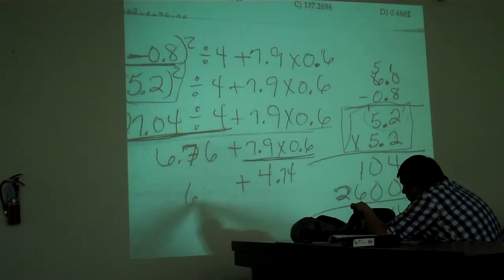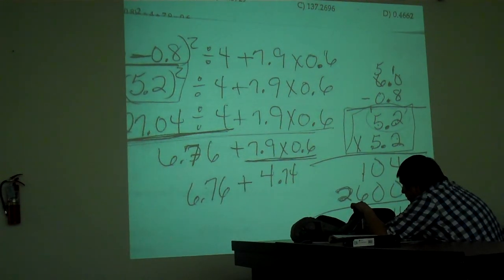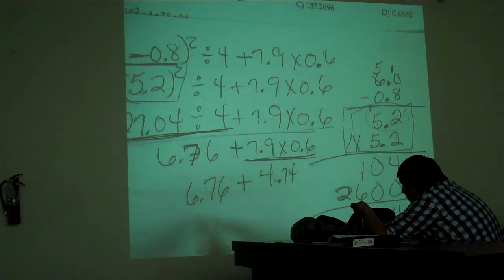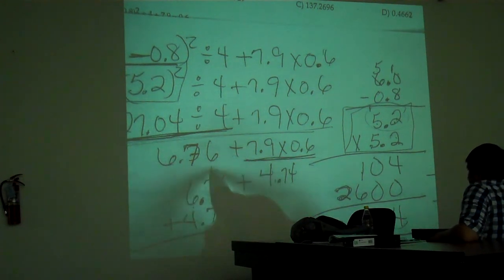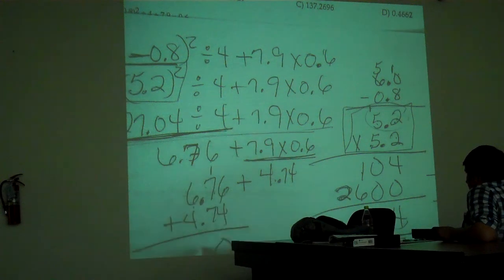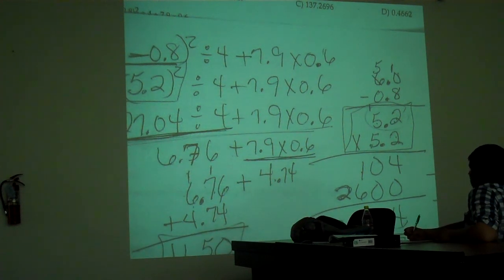Okay, rewrite all the numbers. Now you only have one addition. So we could write this number under here and add it. Line up your decimals for adding. 6 plus 4, 10, 14 and 1, 15, 11. Okay, so your answer could be written like this, or you could just write 11.5.